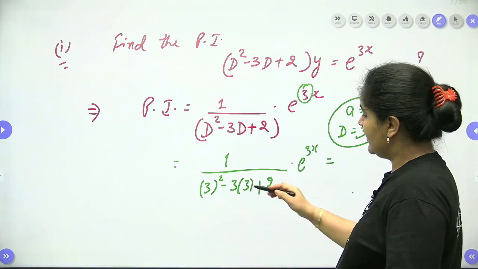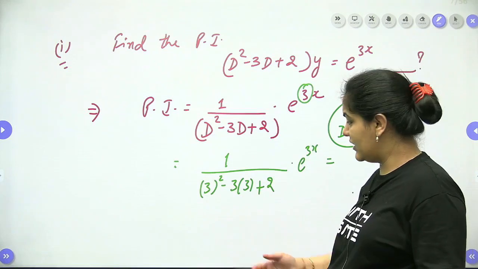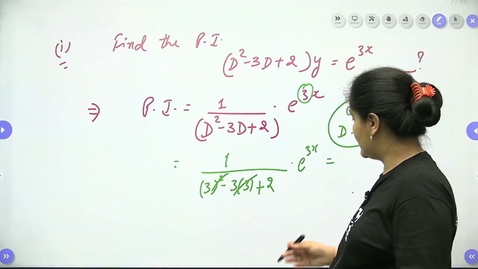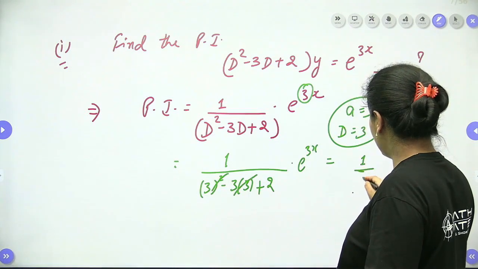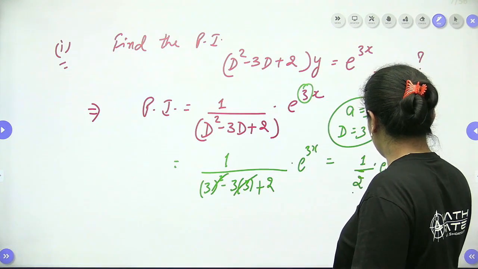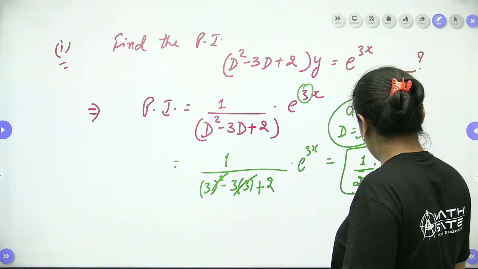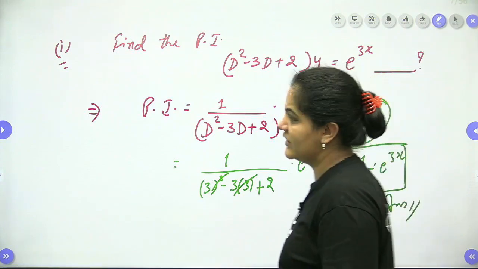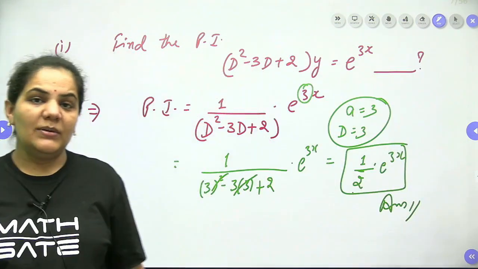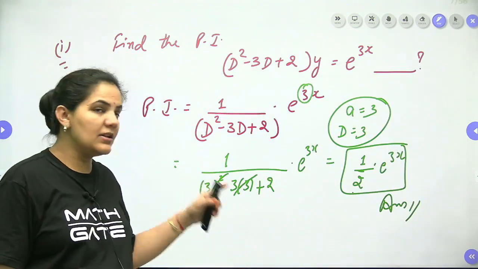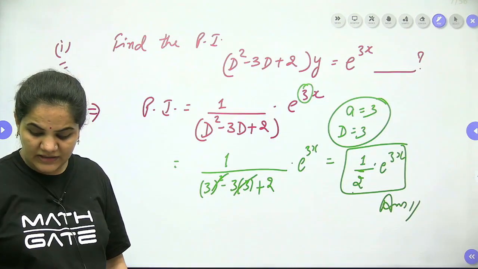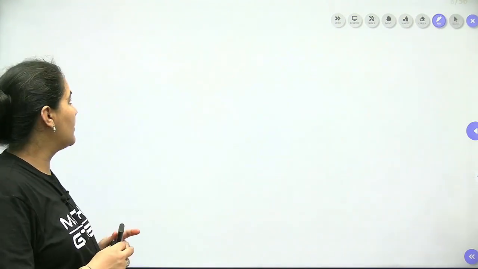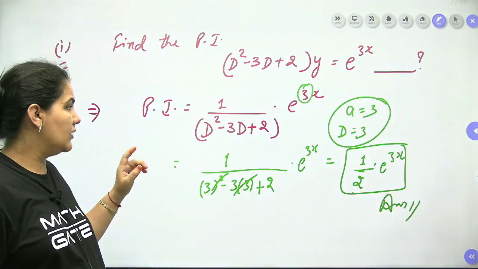We already have 3 square is 9, and minus 3 into 3 is 9. So the 9 and 9 cancel out, hence we get 1 by 2 into e to the power 3x only. This will be the final solution, dear students. So this is the PI for this type of equation. I think you can easily approach how we go for this one.